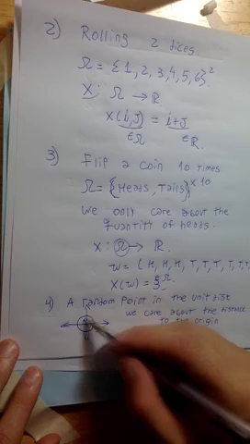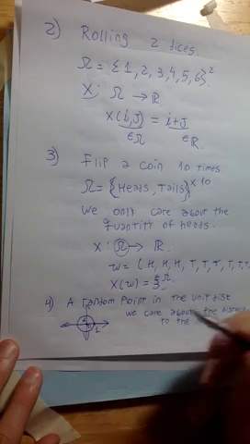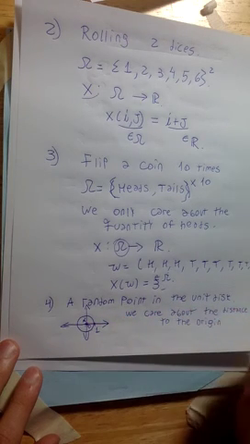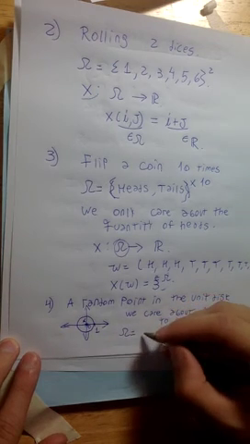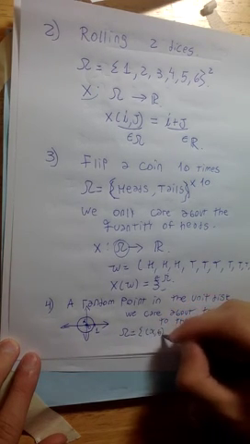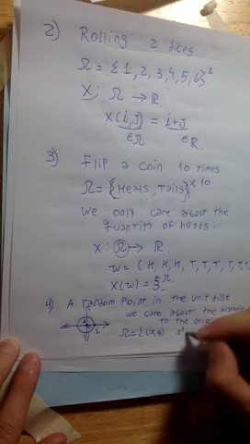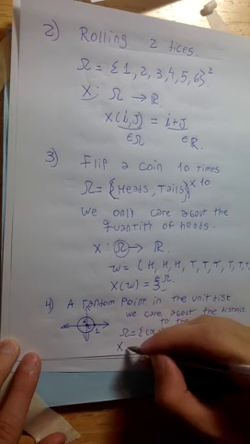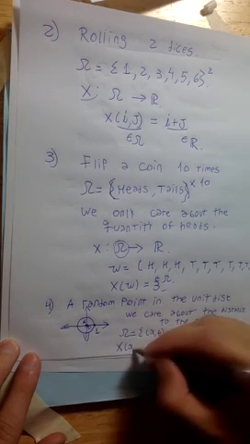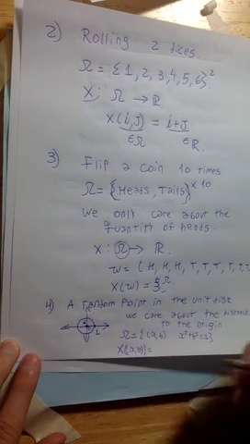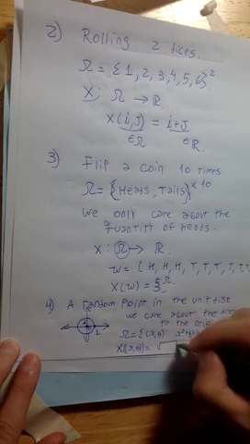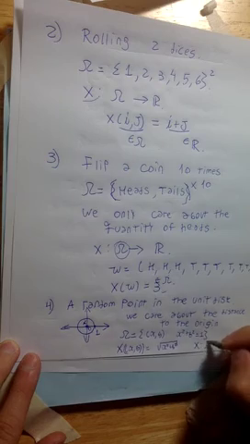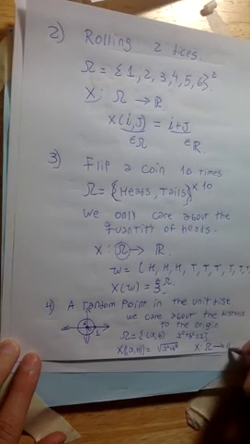So randomly your dart will hit anywhere in the unit disk, and then you are getting points as close as you get to the origin. Okay, so omega would be equal to the set of (x, y) such that x squared plus y squared is less than or equal to 1, and X of (x, y) would be equal to the square root of x squared plus y squared. Okay, and X again is a function that goes from omega to R.